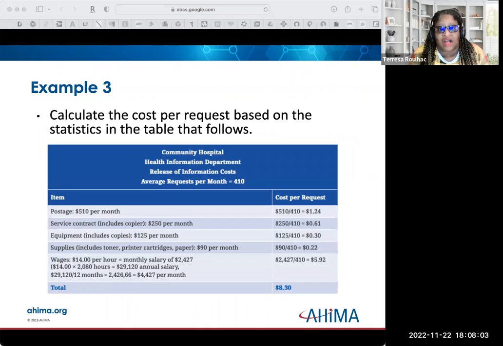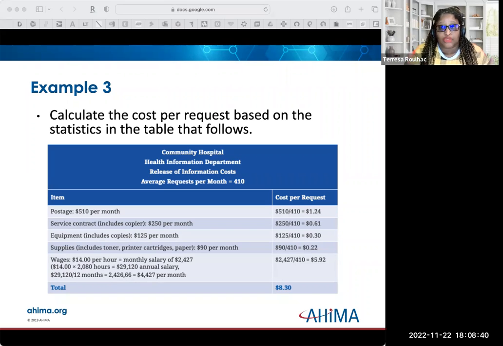Now, we calculate the cost per request based on the statistics in the table that follows. So you're looking at how much everything is per each item, okay? And you see that at the bottom, the total says $8.30. But how did I get that? Well, what you do is you add the $1.24 plus the 61 cents plus the 30 cents plus the 22 cents plus the $5.92, which gives you $8.29, rounded to $8.30. So this one's more of a, I see everything, I'm just going to add it up.